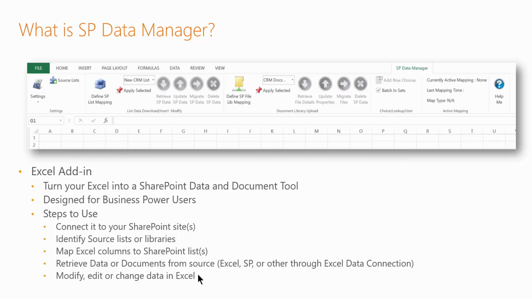You can modify, edit, or change the data in Excel using some of the powerful features of find and replace and other things in Excel. Then you can actually take the resulting data and either migrate it to a new SharePoint list or library, update the existing SharePoint list or library, or insert new data into a SharePoint list or library as well. And once again, it supports all SP columns, not only lookups, but multiple lookups, users, choice fields, and more.